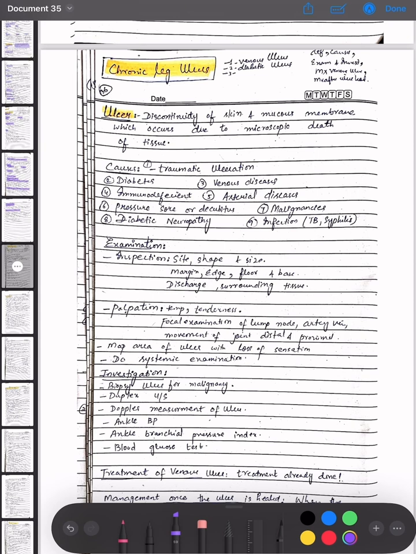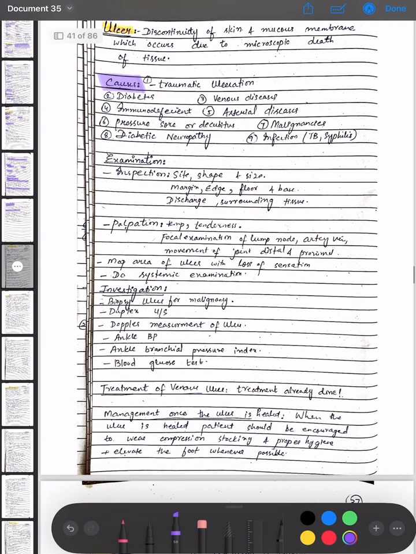Okay, what is an ulcer? An ulcer is the discontinuity of skin and mucous membrane which occurs due to microscopic death of tissues. What are the causes of ulcers? The causes are traumatic ulceration, diabetes, venous diseases, immunodeficiency, arterial diseases, pressure sore or decubitus, malignancies, diabetic neuropathy, and infections. These are the most common causes of chronic leg ulcers.